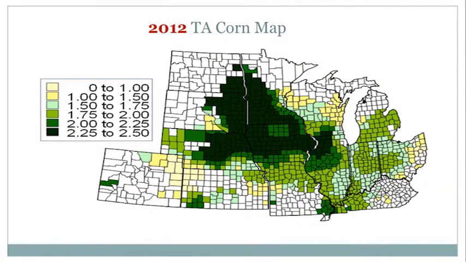So, where were the trend adjustments in 2012? You can see here what the factors are. The darker color means the higher the rate. So instead of being maybe 10 or 11 bushels, they might see 12 to 14 bushels, depending on where they're at. Each county is different. Each county has their own rate.